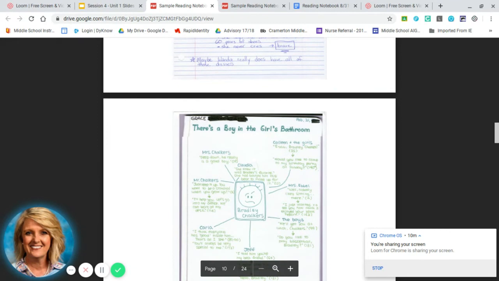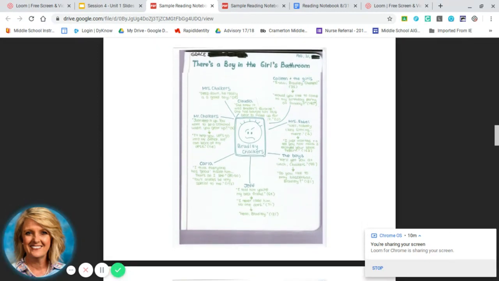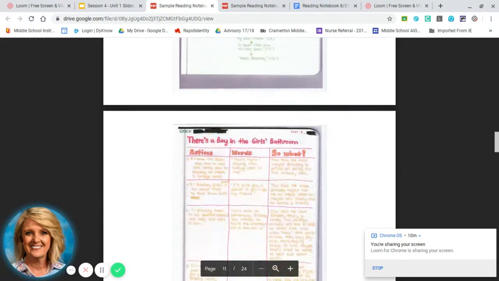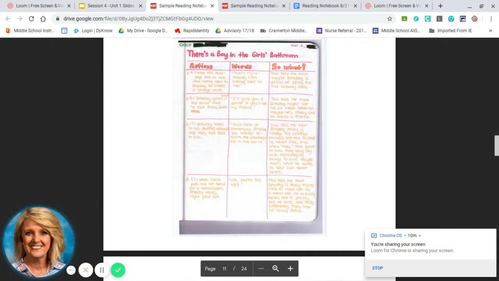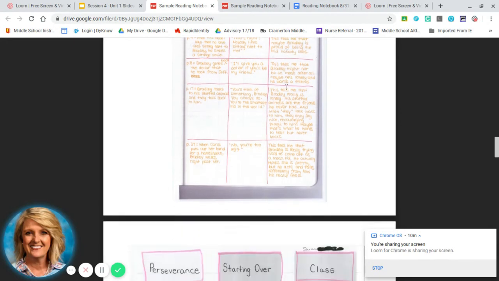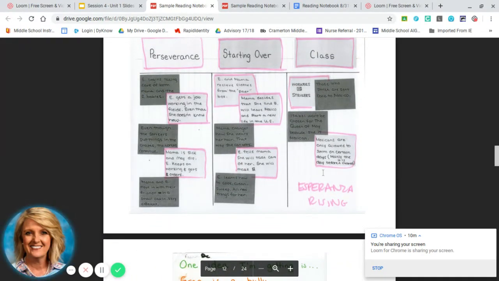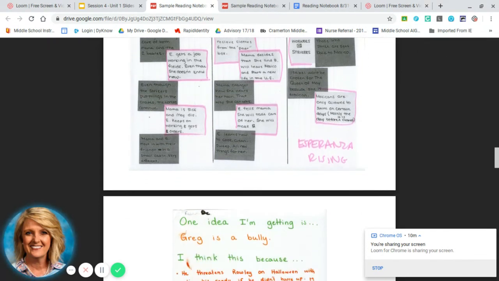So basically what your notebook is going to be is just a collection of your thoughts and your creativity. You can draw pictures of your characters, of your setting. You can use graphic organizers to jot down your thoughts about your characters' actions and things they said, so conclusions that you can draw about those characters. In Esperanza Rising, it's talking about how she demonstrates perseverance. And then here's notes in different places throughout the story that demonstrate perseverance.